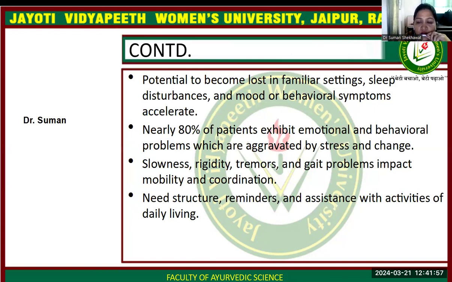Nearly 80% of patients exhibit emotional and behavioral problems, which are aggravated by stress and changes. Slowness, rigidity, tremors, and gait problems impact mobility and coordination. In the second stage, it is important to provide structure, reminders, and assistance with activities of daily living.